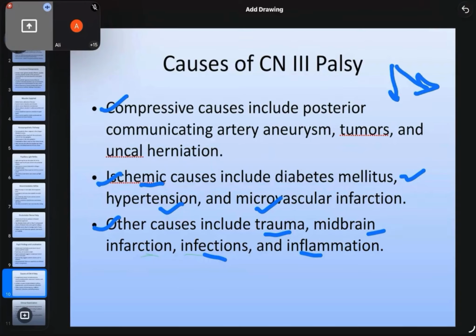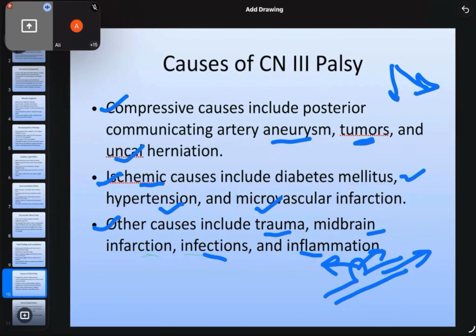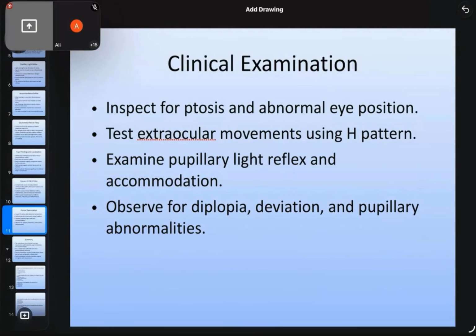And then there is a compressive cause as well. This is because of the posterior communicating artery aneurysm. Arteries develop a balloon-like thing, and that's why there is incomplete blood flow. Sometimes these aneurysms might also burst. Also, there could be tumors that are compressing the nerve, and also there could be herniation as well. So really high yield. Now let's talk about the clinical aspect of the oculomotor nerve.